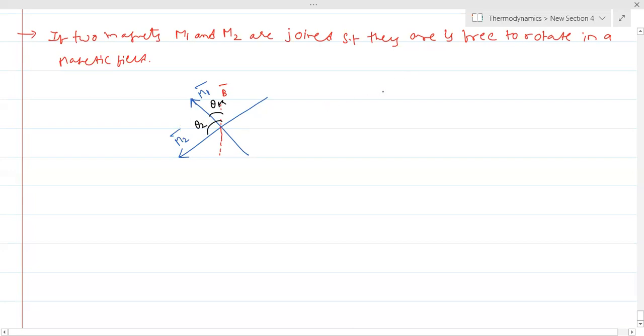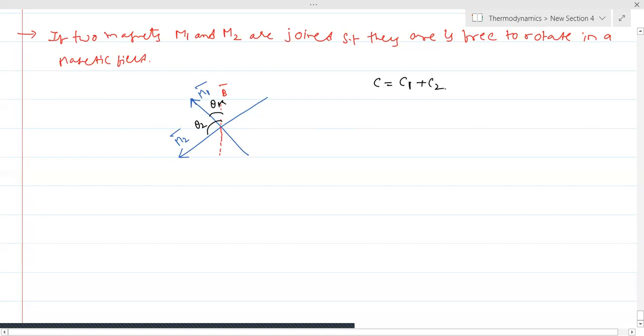So just by using the right hand screw rule, we will write the total couple acting, both lie in the same direction, both lie inward. So C1 plus C2, or we will write M1B into sin θ1 plus M2B into sin θ2.